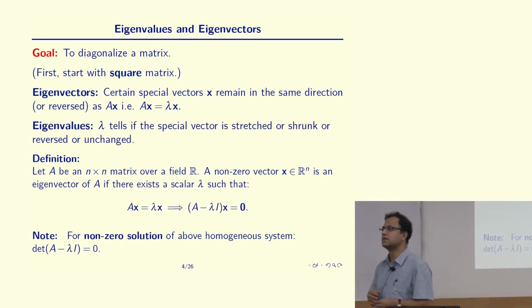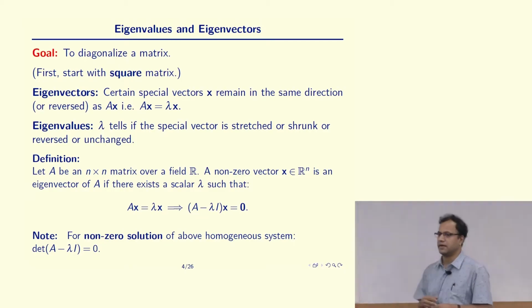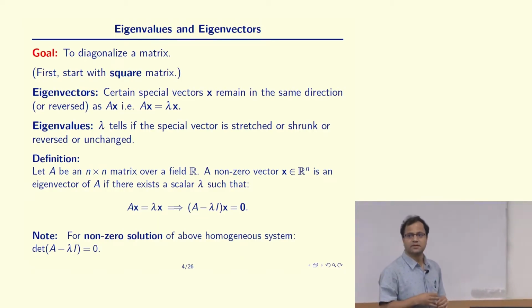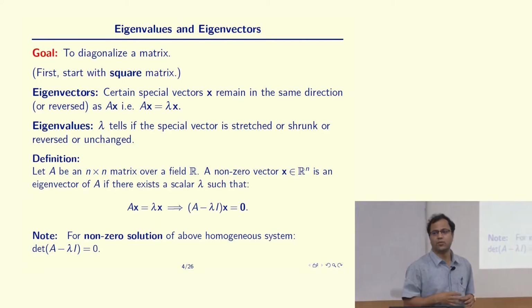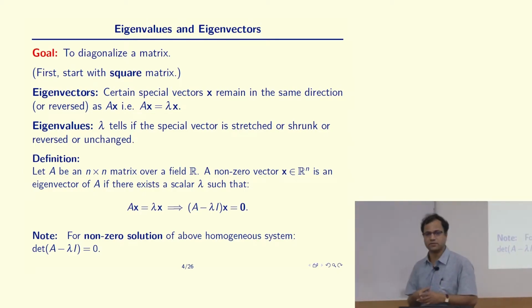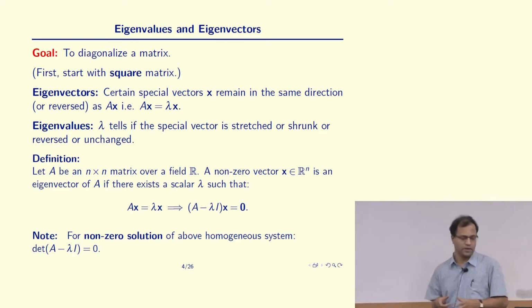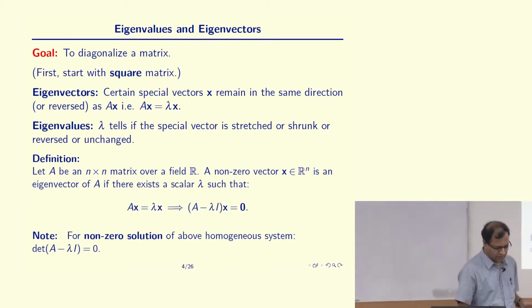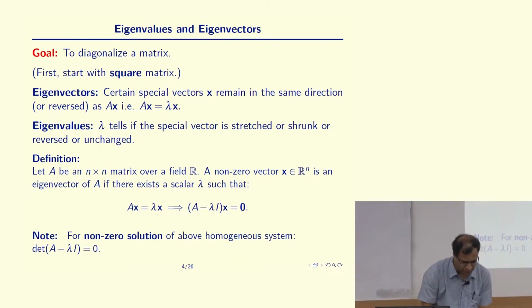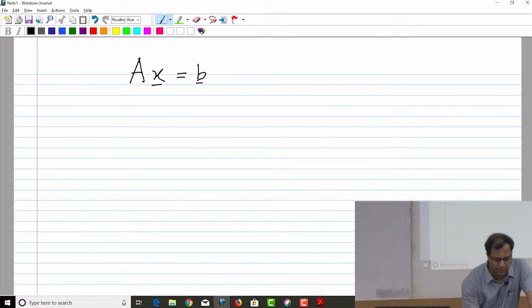Yes, its determinant should be 0. Why should the determinant be 0? When we are talking about some homogeneous system, you go back to your fundamental theorem.